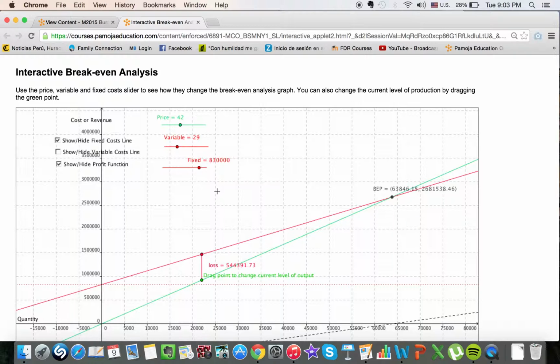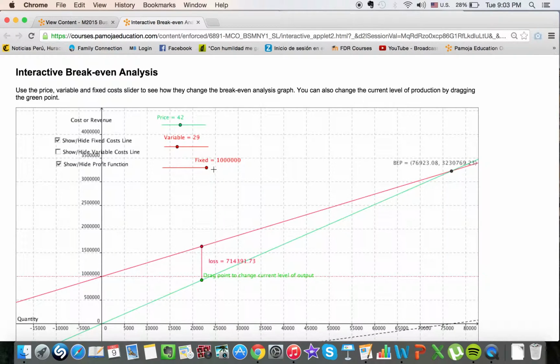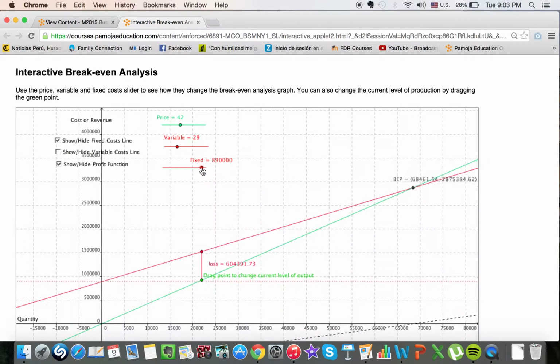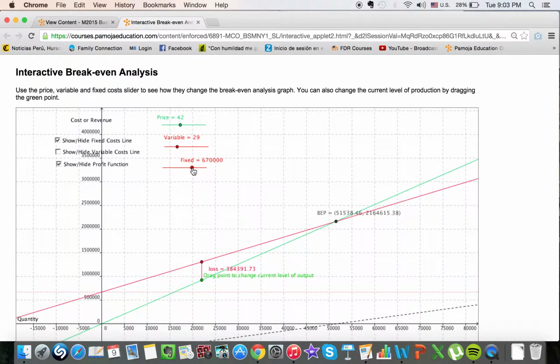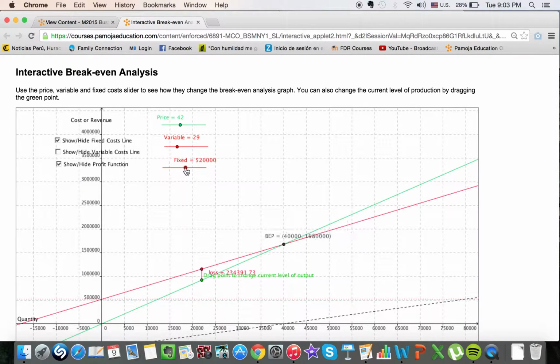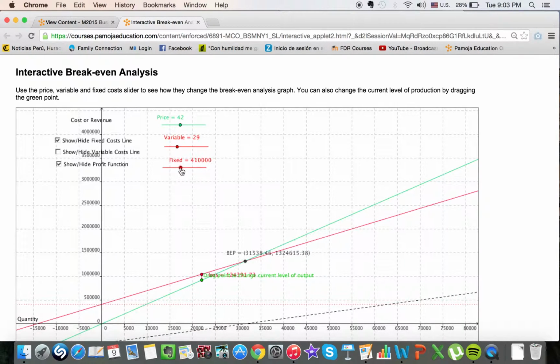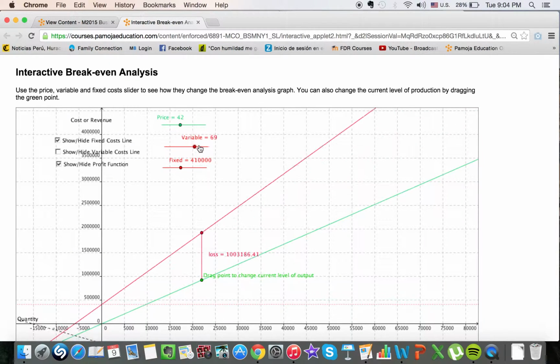Now I'm going to show how these curves change if I change its price, its variable cost, and its fixed costs. Starting by its fixed cost, if I put it at its maximum and then I reduce it, first of all, we're noticing that the fixed cost curve is shifting downwards. As this shifts downwards, the total cost curve also shifts downwards, and this is because obviously if I have lower fixed costs, then my total cost will also decrease. This relationship is similar with my variable costs.